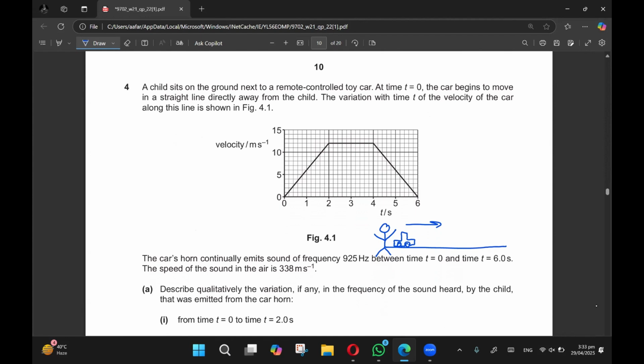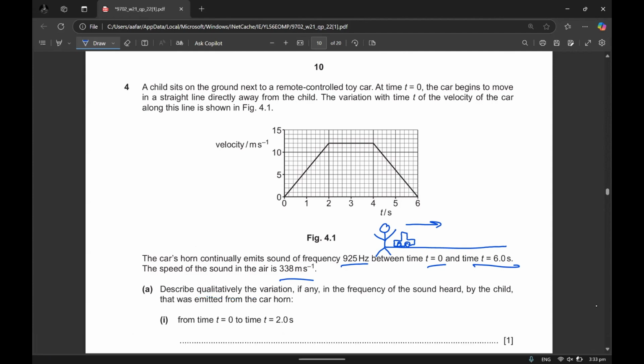The car's horn continually emits sound of frequency 925 Hz between time t equals 0 and time t equals 6 seconds. The speed of sound in air is 338 meters per second. Describe qualitatively the variation, if any, in the frequency of the sound heard by the child that was emitted from the car horn.